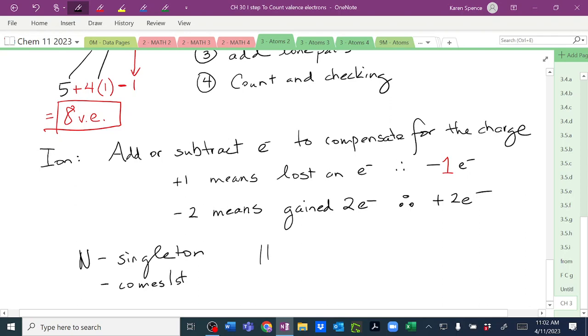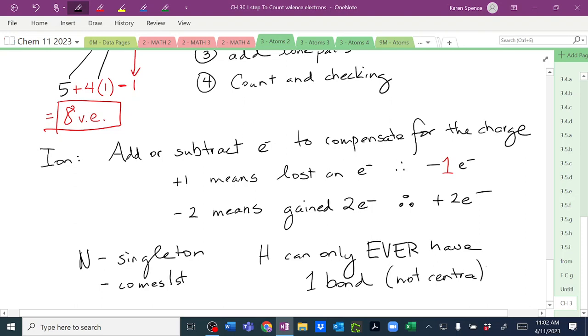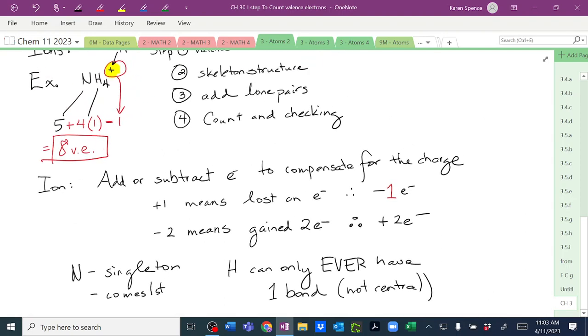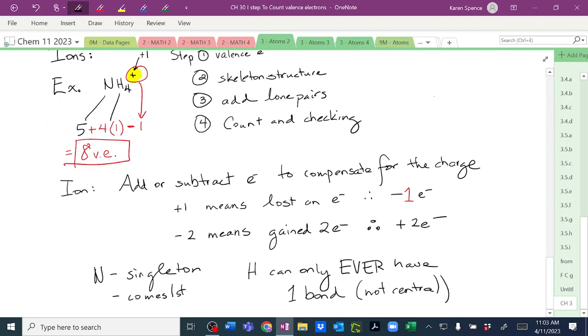And also, hydrogen can only ever have how many bonds? 1 bond. So it cannot be central. So nitrogen should be central because it's the singleton. It should be central because it comes first in the compound, and it can't be hydrogen because hydrogen can only ever have 1 bond. So let's draw our structure then, and I can actually fit it in over here. So we have nitrogen, and I need to attach 4 hydrogens, 1, 2, 3, 4, H, H, H, H.